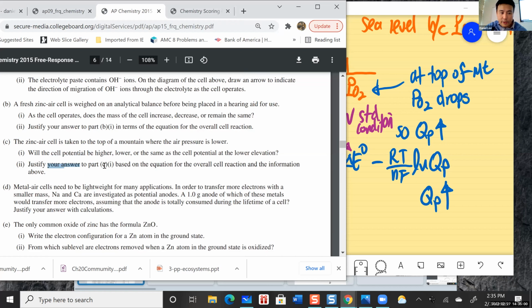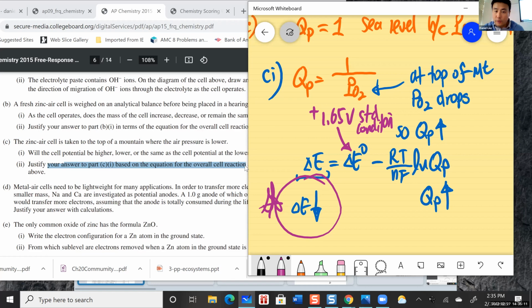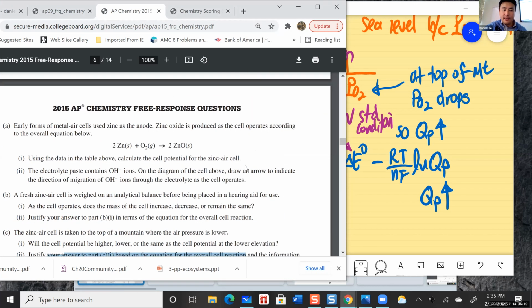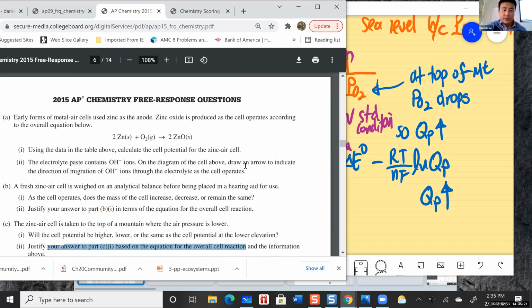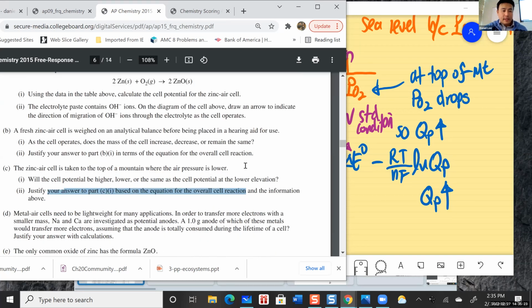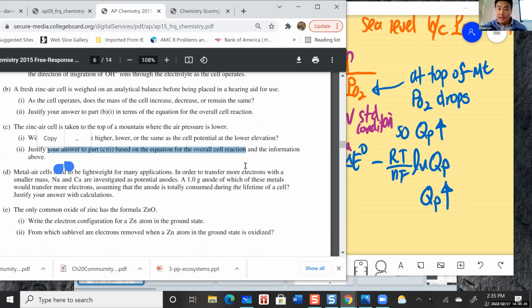And justify your answer by using the overall reaction and the information above. Why are we using the overall reaction? Overall reaction is how I got Q. So this is from the overall reaction. I got Q equal to 1 over pressure of oxygen, right? Because you cannot include solid. So I'm using that, right? Okay, so that's it. That'll be that one, yeah?